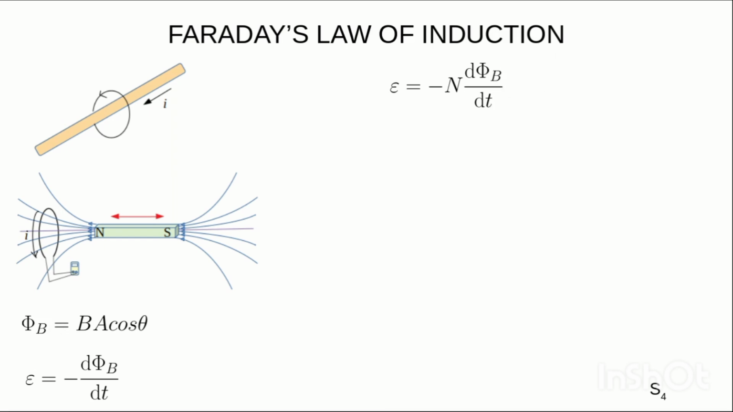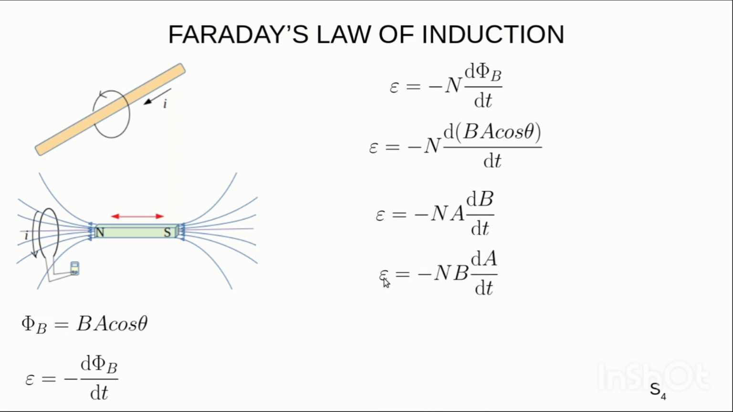Now that we have our phi B, we can replace it with BA cos theta. So we have induced EMF equal to minus N d(BA cos theta) over dt. For this EMF to be induced, one of these three parameters must change and the other two will be constant. The first case is when B is changing and A is constant. When the orientation is constant, it means theta is 0, so cos 0 is 1.